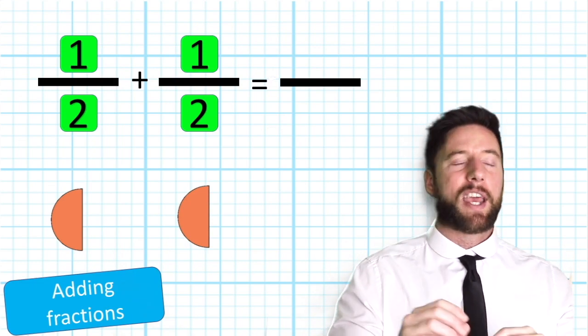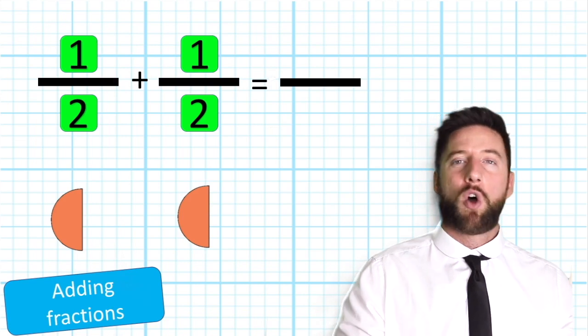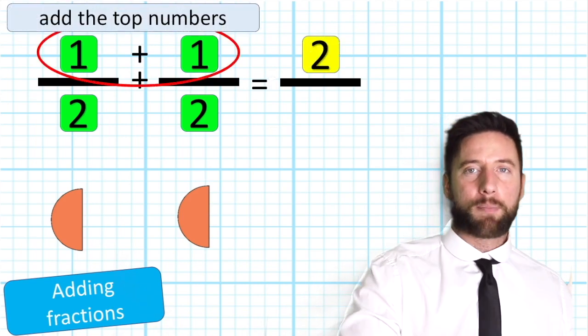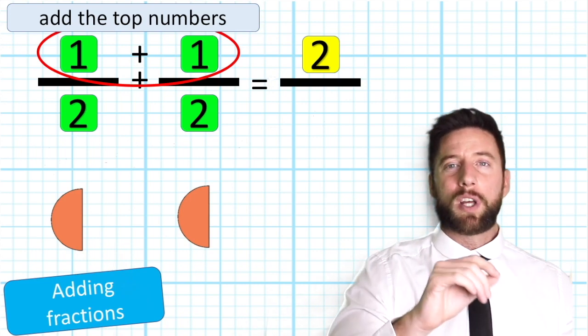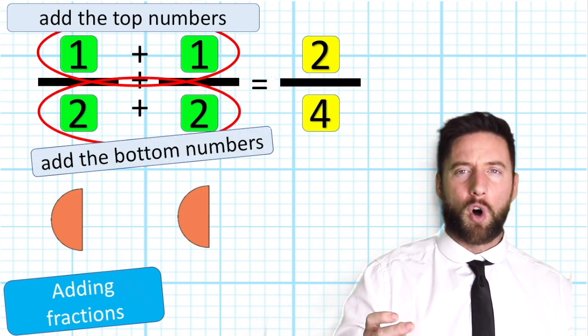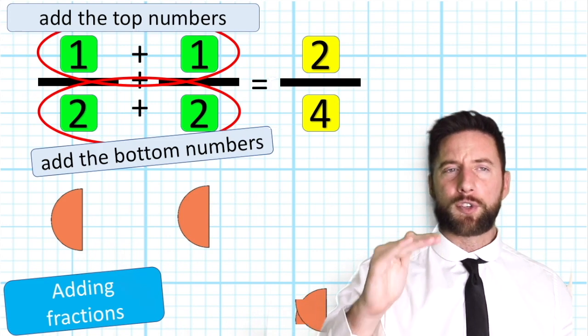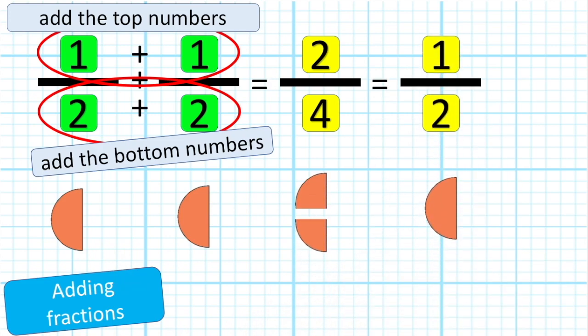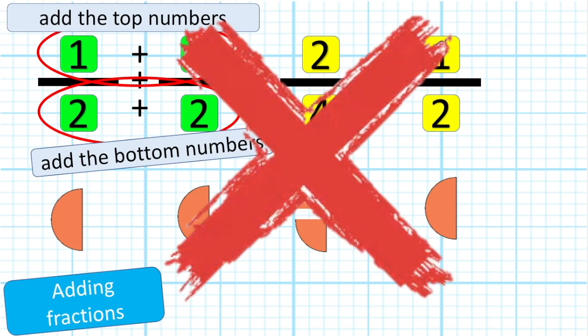Okay, so let's just see if that same tactic works for this. 1 add 1, looking at the top two numbers, equals 2. If we look at the bottom two numbers, 2 add 2 is 4. Now 2/4 simplified down is 1/2. So 1/2 add 1/2 is 1/2? Okay, we've done something wrong. We cannot use this same trick. Okay, let's see why this does not work.